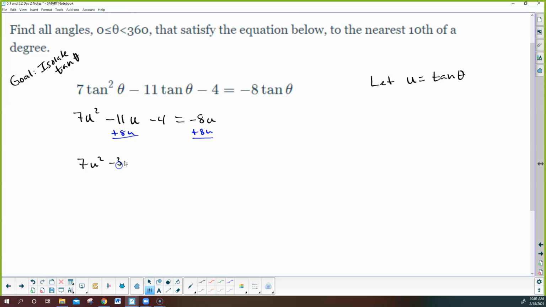So when I add this together, I get negative 3u minus 4 equals 0. Well, our goal then is to solve for u. Right? But I can't do any kind of algebra to isolate a u and a u squared other than factoring. So I'm going to do some side work here. And I need to think of, how do I factor this trinomial?